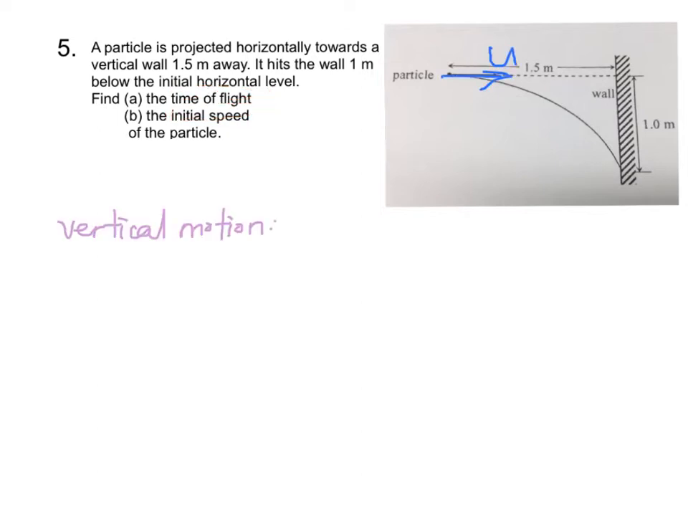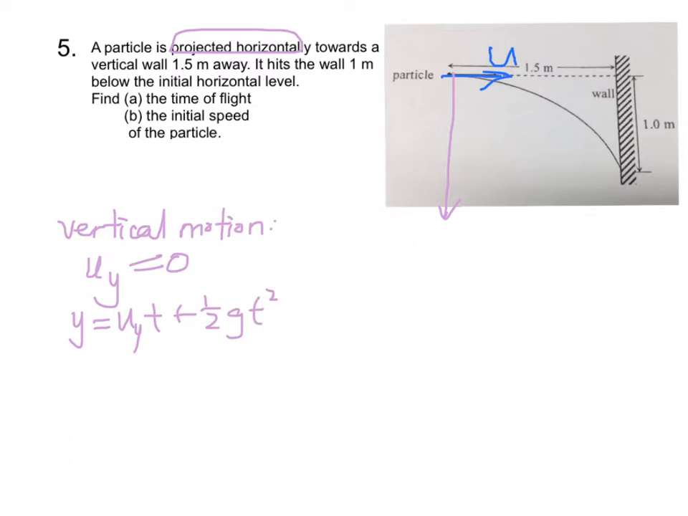First, let's look at its vertical motion. Since the particle is projected horizontally, therefore uy, the initial speed along the y-axis, equals 0. Using the equation of motion, we have y equals uy t plus half g t squared. Uy is 0, therefore y equals half g t squared.